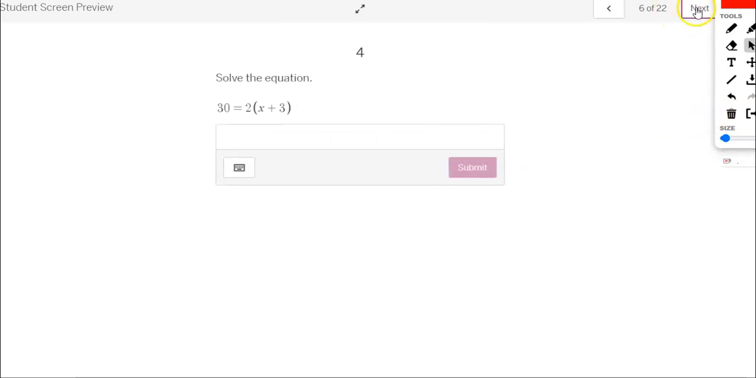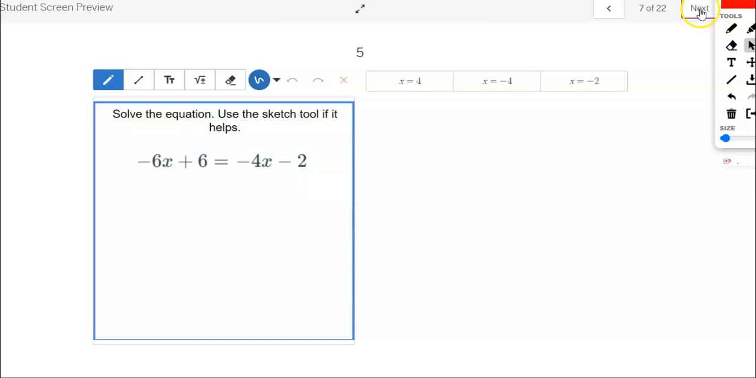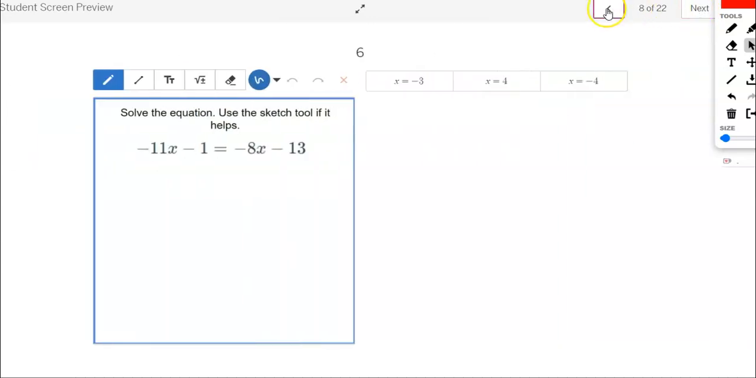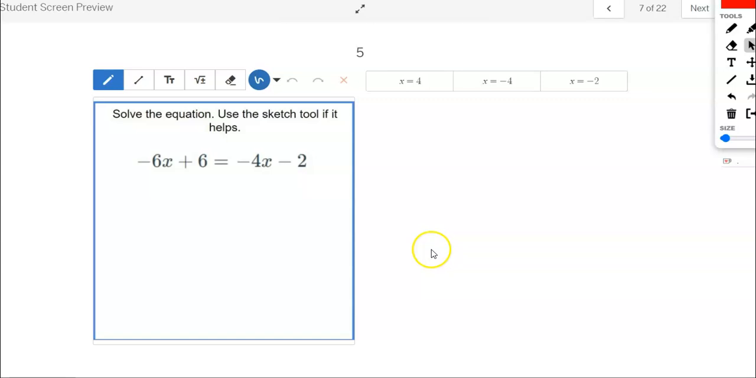All right, and then number 6 was one that's very similar to one we just did. The x is on the other side, but that doesn't really matter. So you're going to solve this one on your own. Okay, numbers 7 and 8 are equations with variables on both sides. And so I will solve number 7 with you, and then you will solve number 8 on your own.